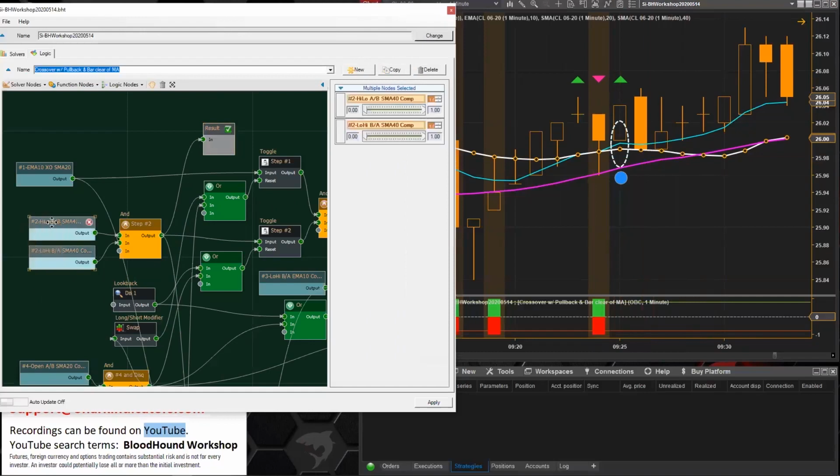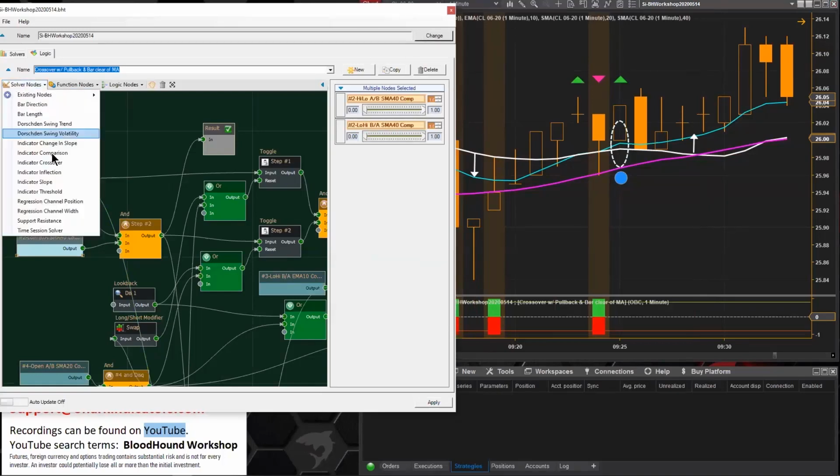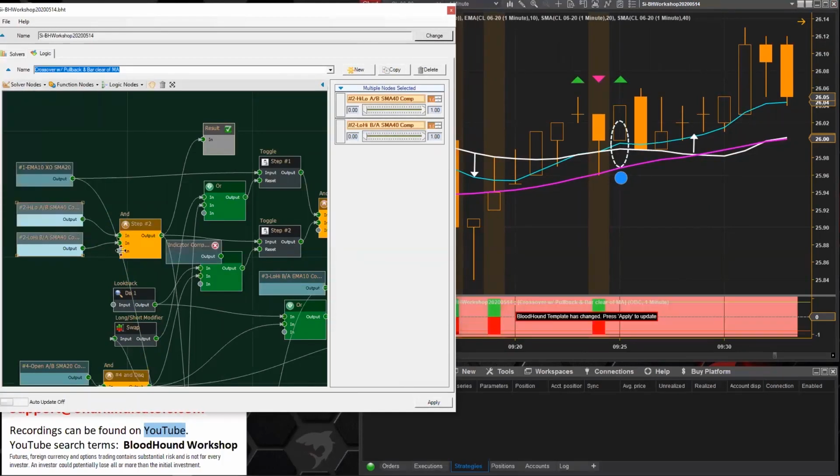So I'm going to add a third solver here that makes sure the EMA 10 is above the SMA 20 when we're looking for a long, or that the EMA 10 is below the SMA 20 if we're looking for a short. We're looking for a long, so I'm going to make sure the 10 is above. If we're looking for a short condition, I'll make sure the EMA 10 is below. For that, we'll just grab another comparison solver. Connect that.